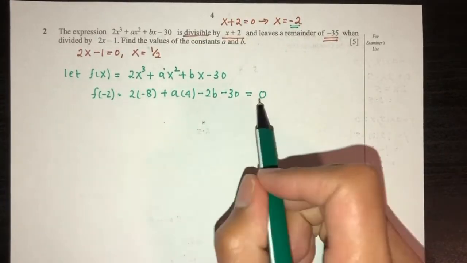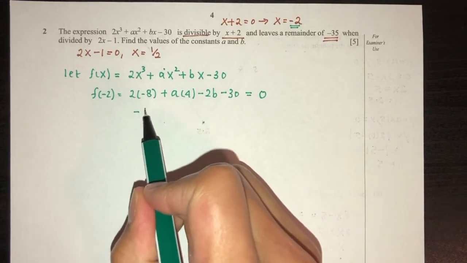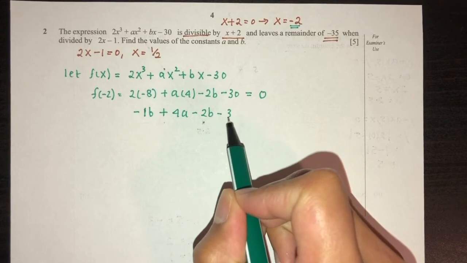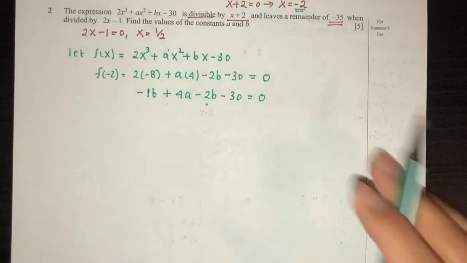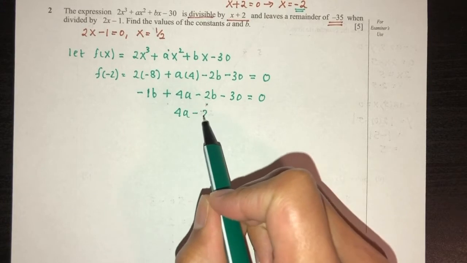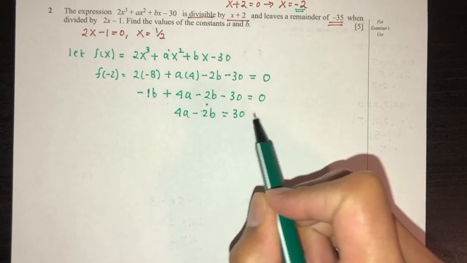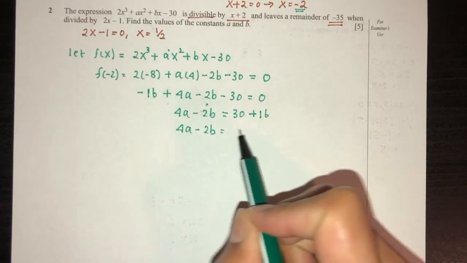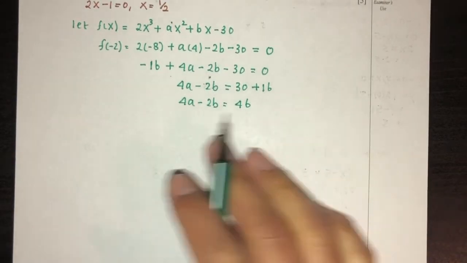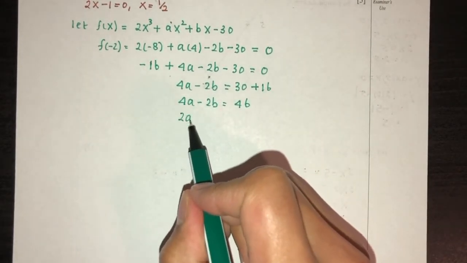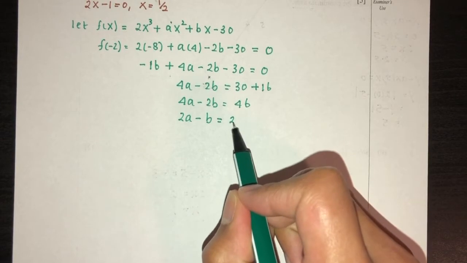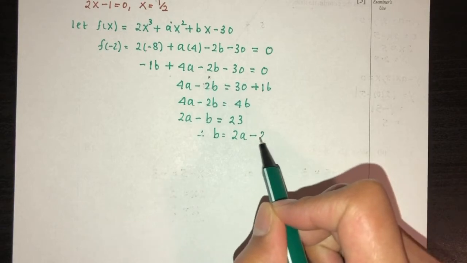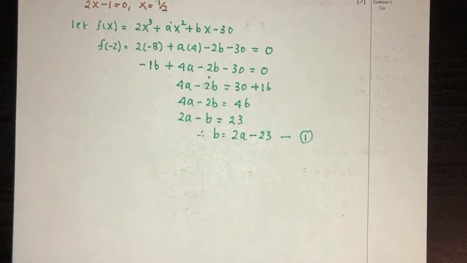Now let's just solve this one. Let's see what we have. We will have minus 16 plus 4a minus 2b minus 30 is equal to 0. Now we have 4a minus 2b is equal to 30 plus 16. So 4a minus 2b is equal to 46. Now we can divide by 2 everywhere. You will have 2a minus b is equal to 23. Now b is equal to 2a minus 23. That is your equation number 1.